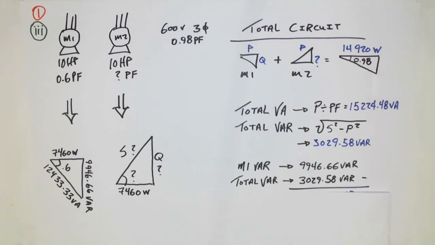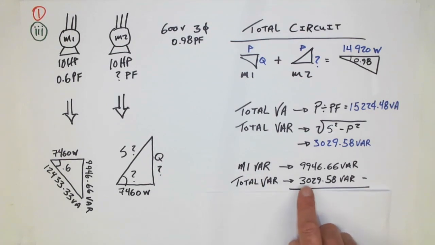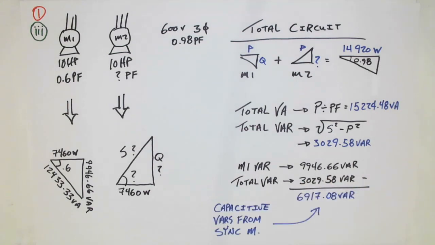Now, motor 1 VARs and total VARs, in the same way that we do power factor correction, we have to subtract the original VARs from the new VARs. So motor 1 VAR would be the original, total VAR would be the new corrected circuit VARs. And so what we end up with is 6917.08 VARs, which would be the capacitive VARs required by the synchronous motor.